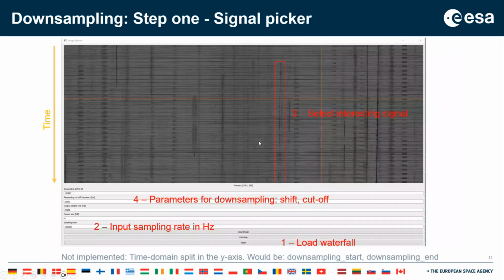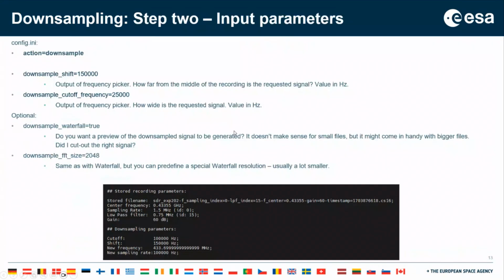Once you have those parameters from the program before, you can go back to the configuration of my experiment. You can select the action downsample, and then you input those two parameters into the experiment: the downsample shift, which is the position from the middle, and then the sample cutoff frequency. It's not going to be the new sample rate, but the frequency at which we will cut off.